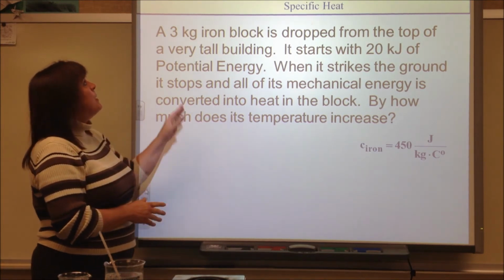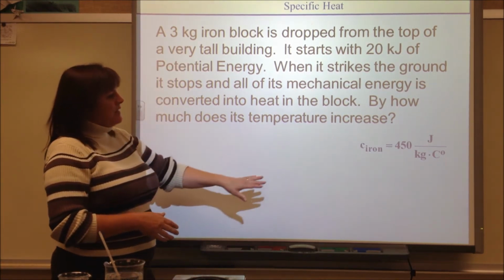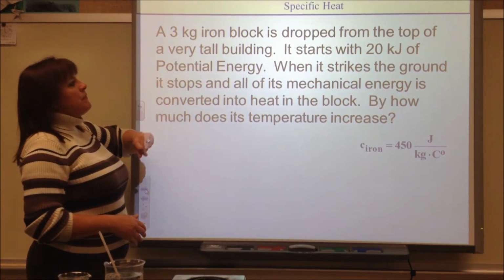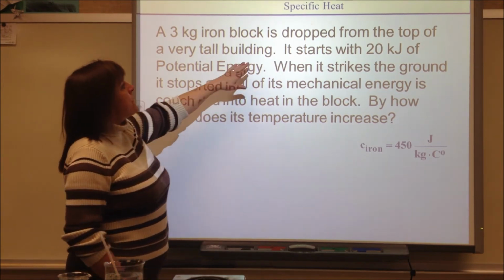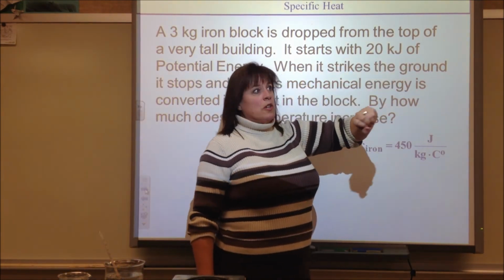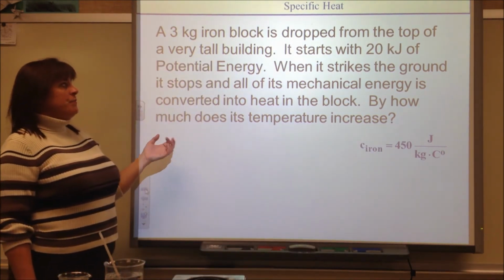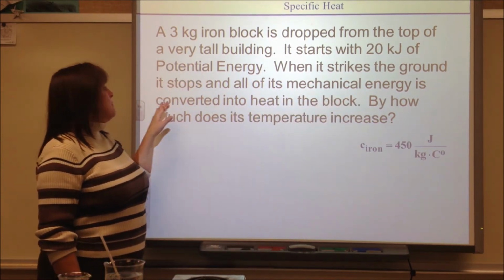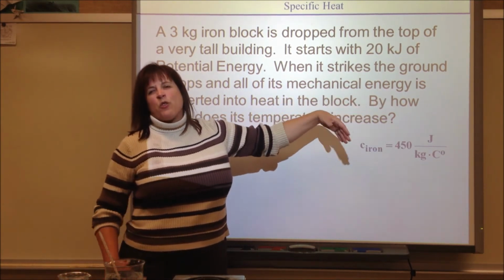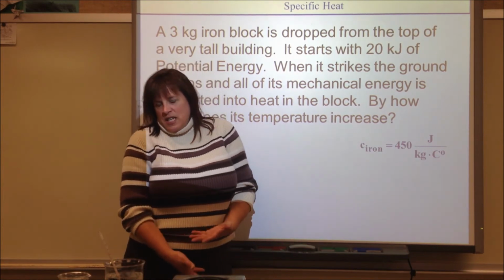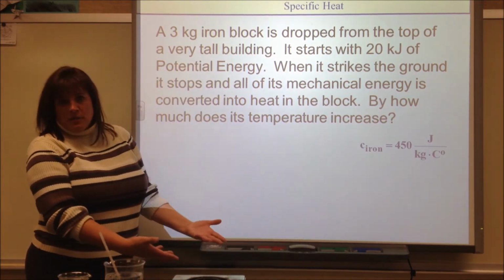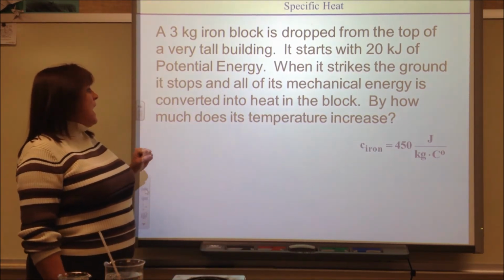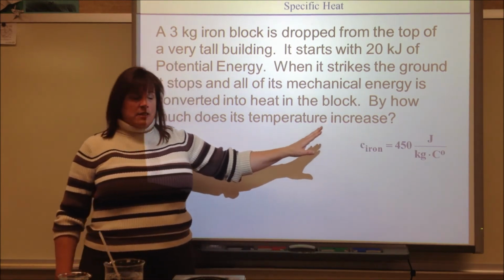So here's an example problem. We have a 3 kilogram iron block. The specific heat of iron is 450 joules per kilogram degrees Celsius. It's dropped from the top of a very tall building. It starts with 20 kilojoules of potential energy. When it strikes the ground, it stops, and all of that mechanical energy is converted into heat in the block. Of course, in reality, some will get transferred as heat into the concrete or whatever substance it fell on, but in this example, we're going to say it all gets transferred into thermal energy in the block. How much does the temperature increase?